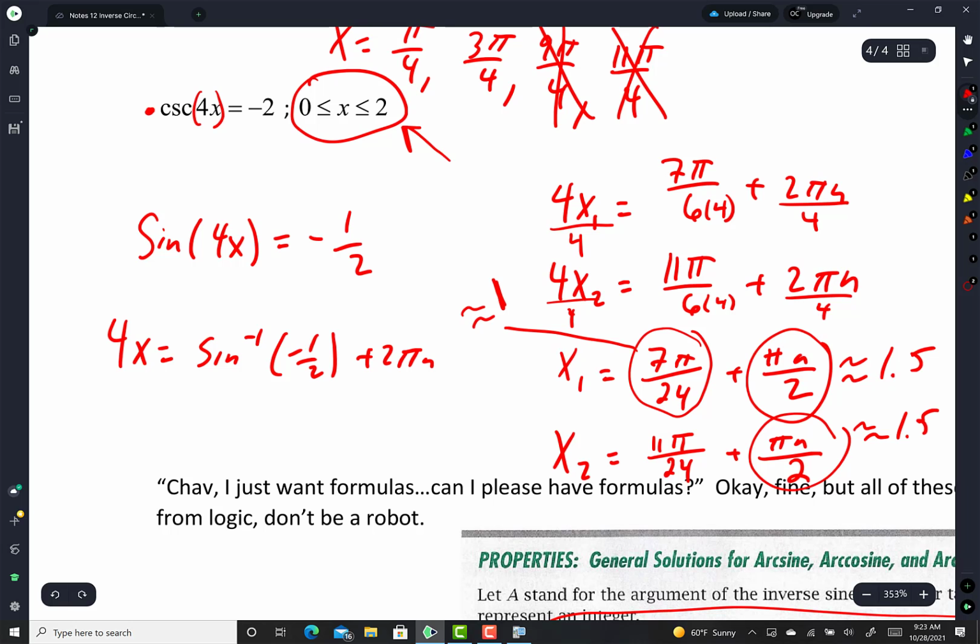Does that make sense? So one of my answers is 7 pi over 24. Let's see, 11 times 3 is 33. 33 over 24 is a number smaller than 2. And the other answer is 11 pi over 24. And you do not add the pi over 2.